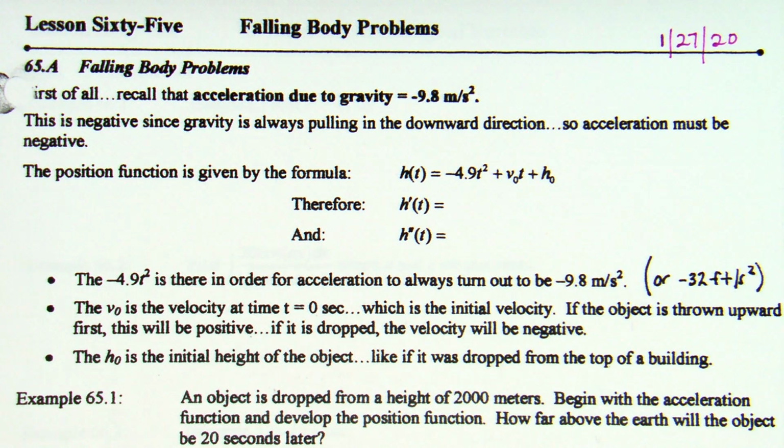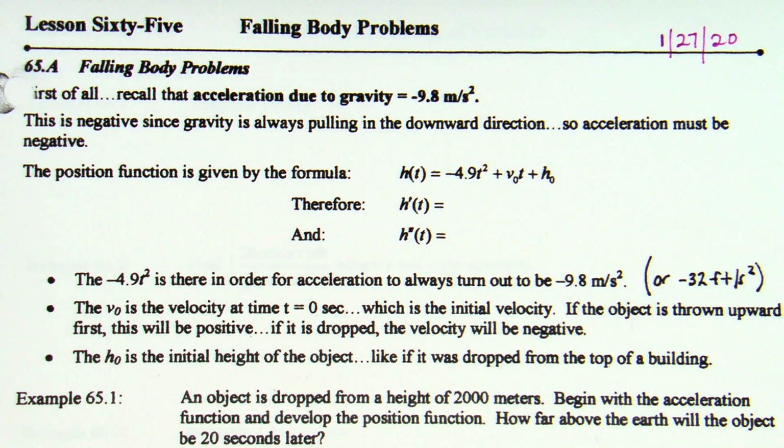Negative. The reason it says negative is because going away from Earth would be positive, coming back down to Earth would be negative. And gravity, of course, doesn't take things away from Earth, it brings things to Earth. And so that's the negative. This is negative since gravity is always pulling in the downward direction. So if gravity is negative, acceleration is negative.